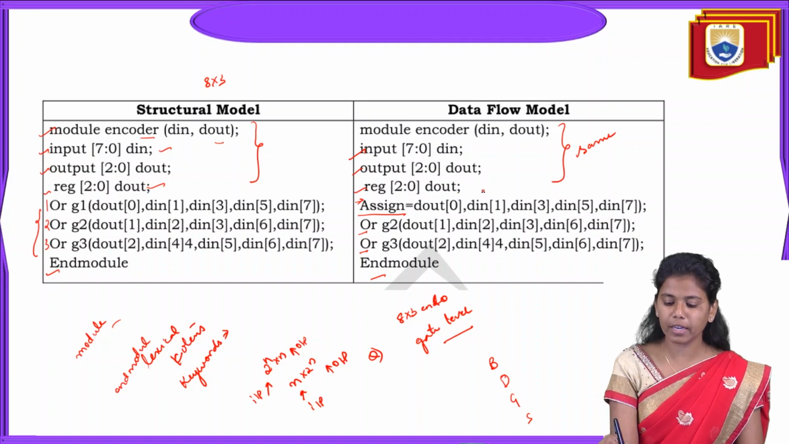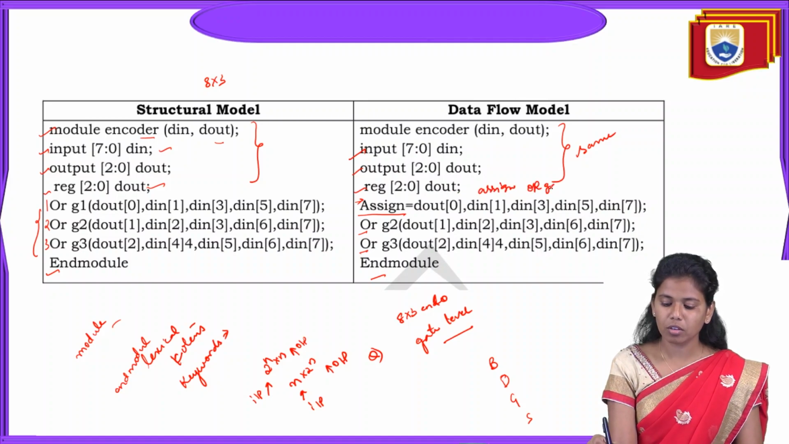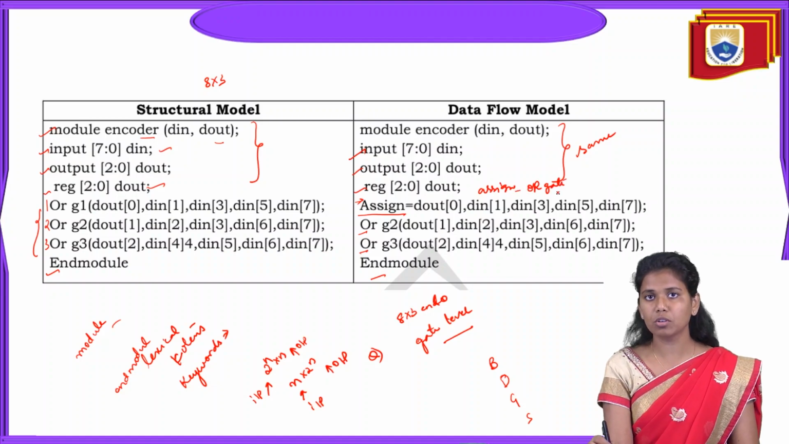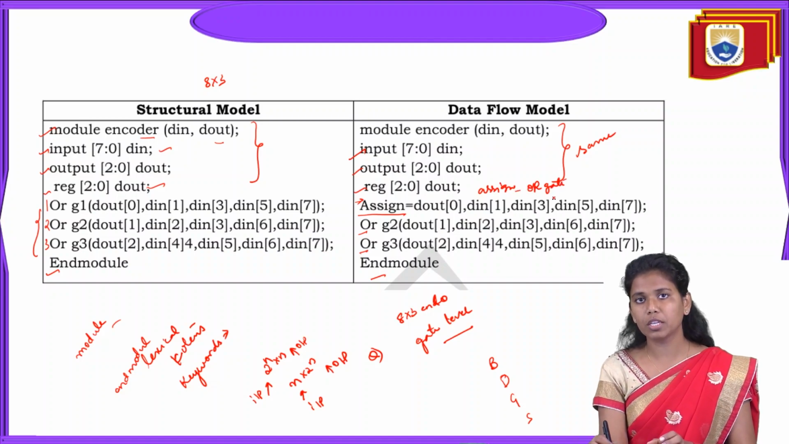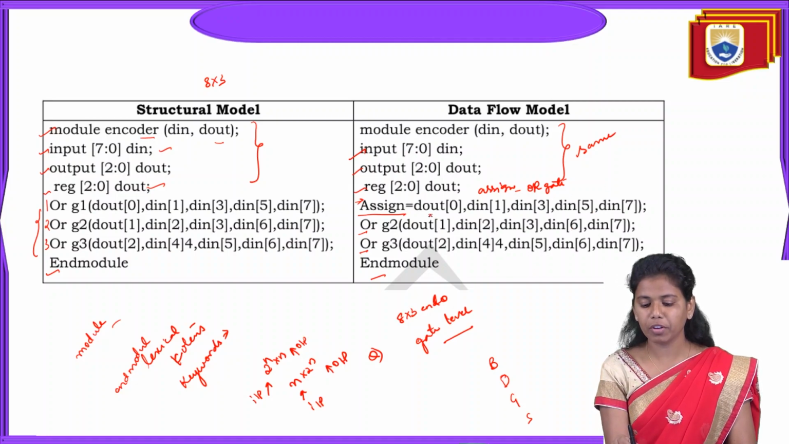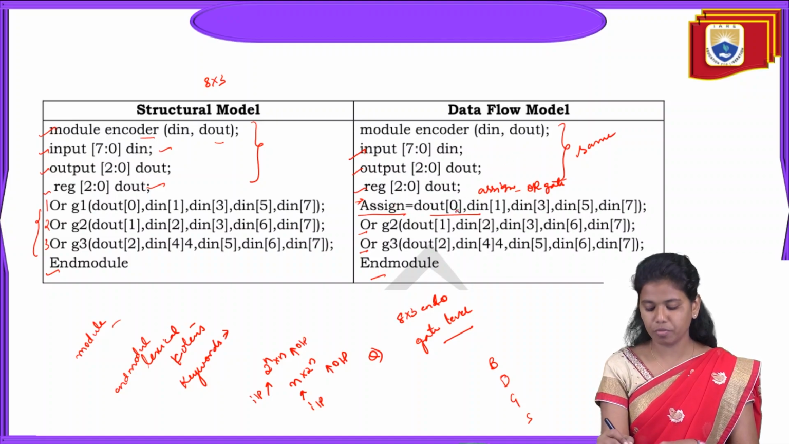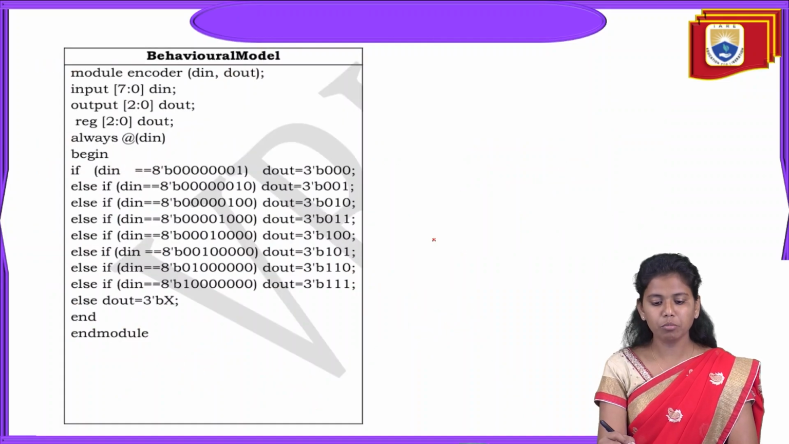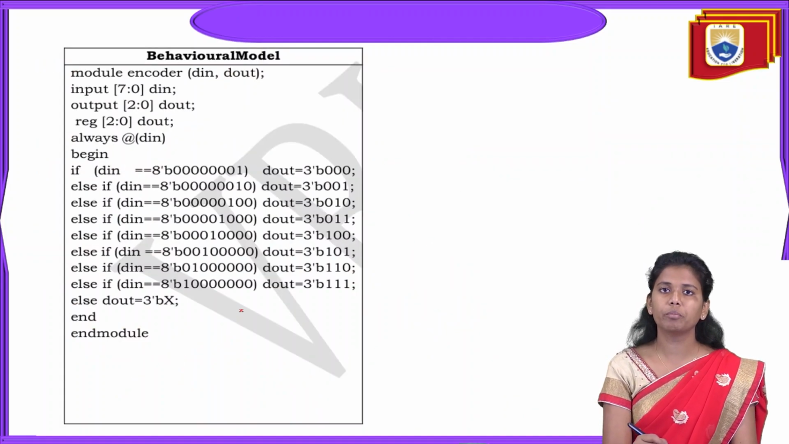Before writing the code, we can also write assign OR gate. So for this OR gate, what are the inputs that you are considering and what are the outputs that you are obtaining? Everything we need to mention. So this is one way of writing our code in terms of data flow modeling. And then we'll move on to another style of code, behavioral modeling.